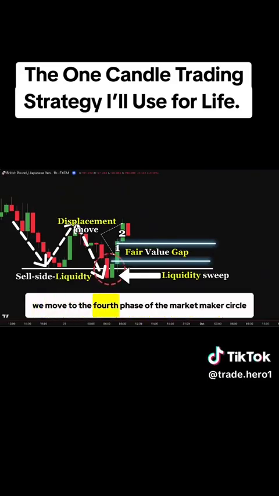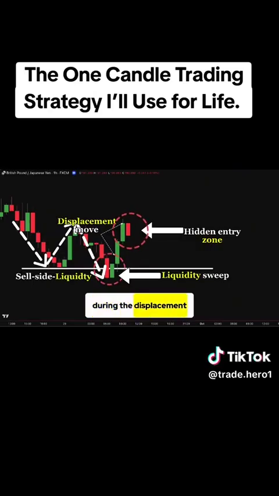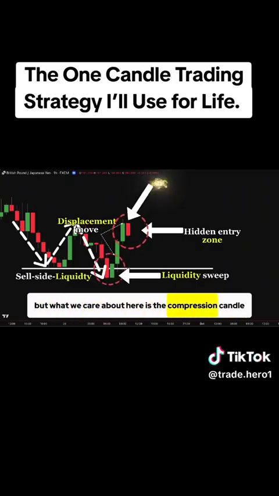Now we move to the fourth phase of the market maker circle, the hidden entry zone. Here's what most traders miss. During the displacement, price doesn't just move in a straight line. It often pauses briefly, not long enough for a full pullback, but just enough for a tight consolidation. That small pause is the hidden entry zone. It can take different forms, but what we care about here is the compression candle.